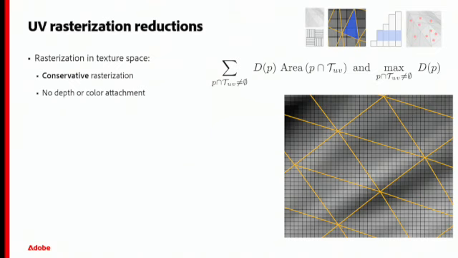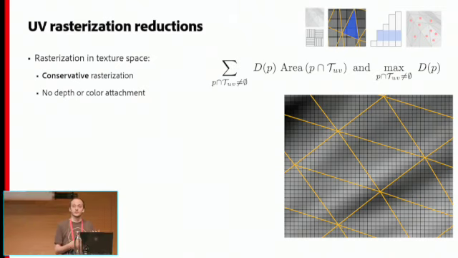So in more detail, by doing this rasterization in texture space, we want to do conservative rasterization because, for example, one pixel can belong to many triangles, and we still want to consider the contribution for all those triangles. It requires no depth attachment or color attachment. Our only outputs are buffers that compute the per triangle average density and the per triangle max density, which will be useful to reduce the loop length of the population sampling.